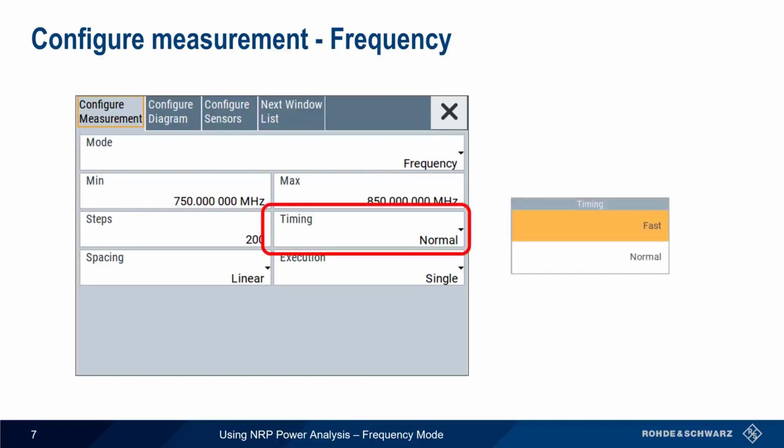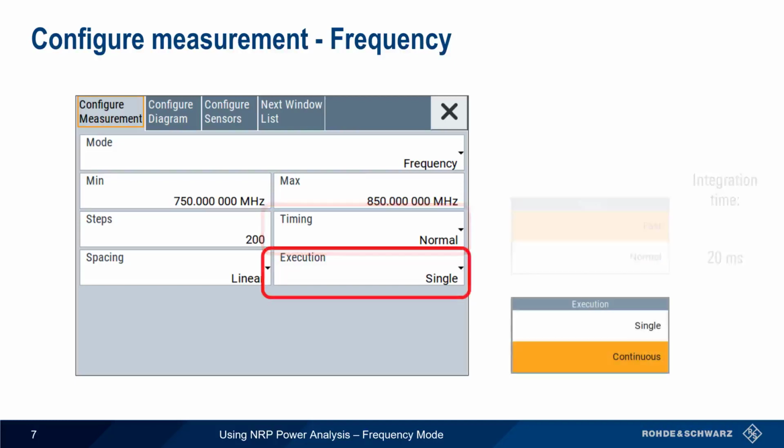There are also 2 choices for timing, fast and normal. Fast uses an integration time of 2 milliseconds for each measurement step, and normal uses an integration time of 20 milliseconds. This increases overall measurement time, but makes measurements more precise. Lastly, we can set the measurement to repeat continuously or execute a single time.